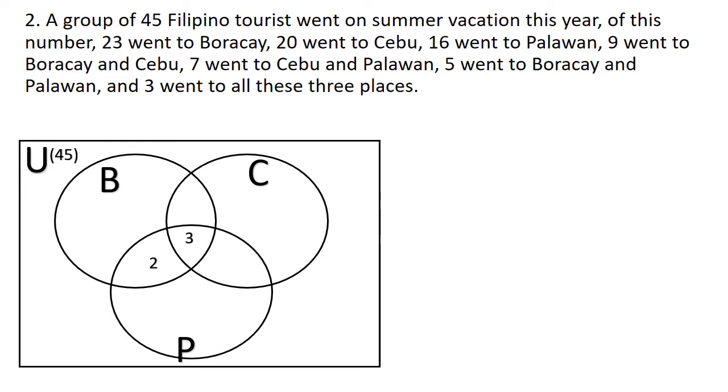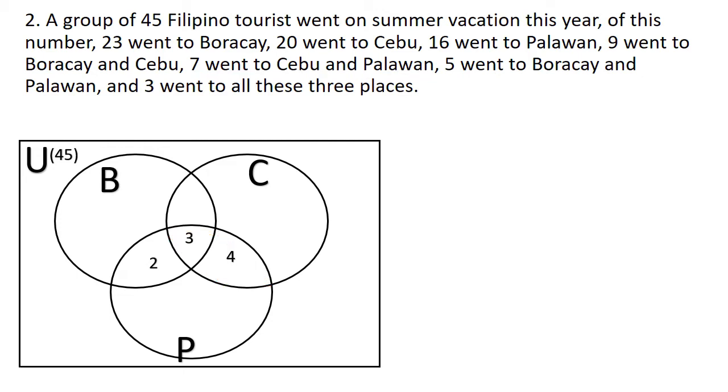Next is we have here 7 went to Cebu and Palawan. So Cebu and Palawan is this intersection. But we have already taken 3, so this will be subtracted from 7. So we only have 4 that visited Palawan and Cebu, but not Boracay.